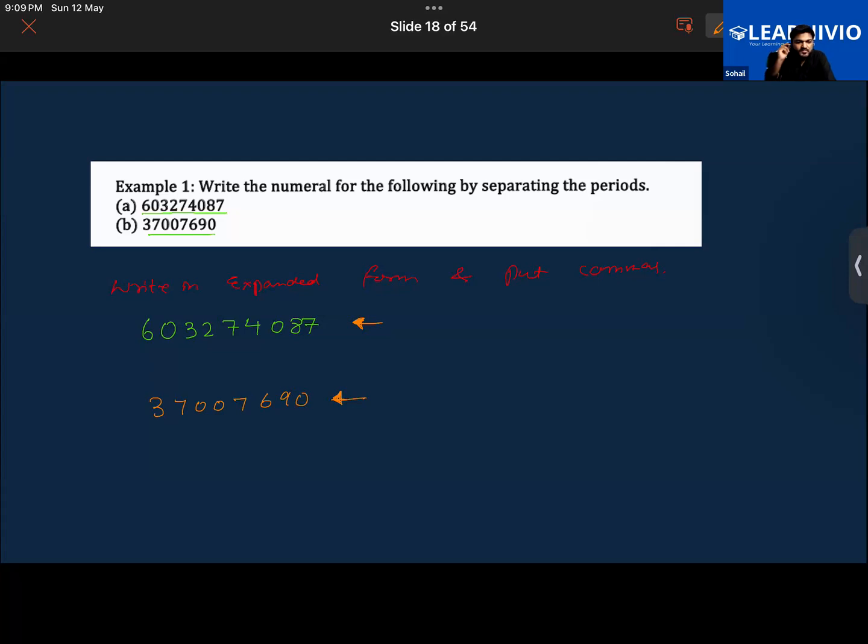60 crore plus 30 lakh plus 2 lakh plus 70,000 plus 4,000 plus 80 plus 7. Okay. Sir, can you give me 2 minutes for the last question? Okay, no worries. How you have written it, I would like to have a look at it. If possible, can we show it in the camera just to have a brief look at it?